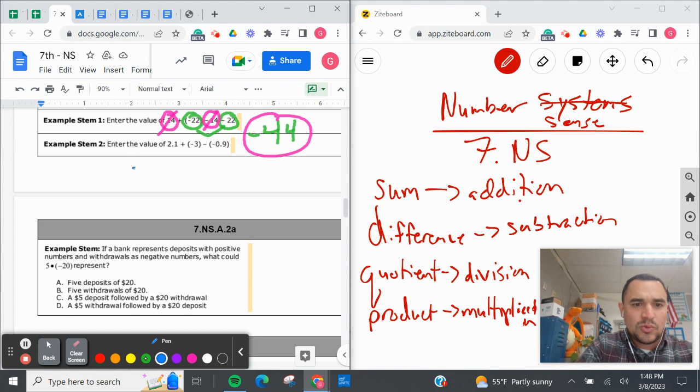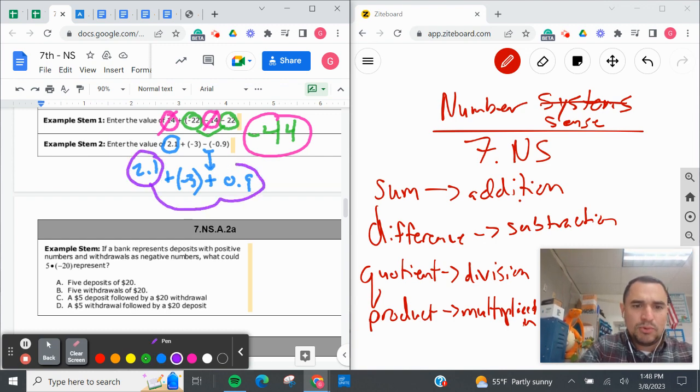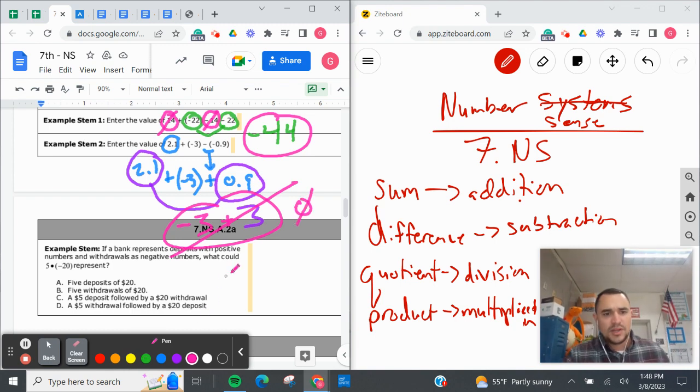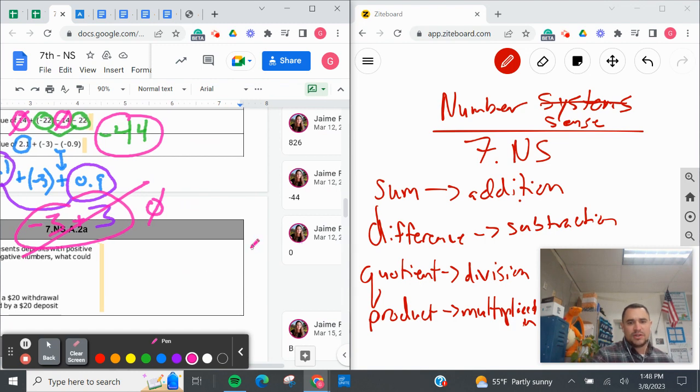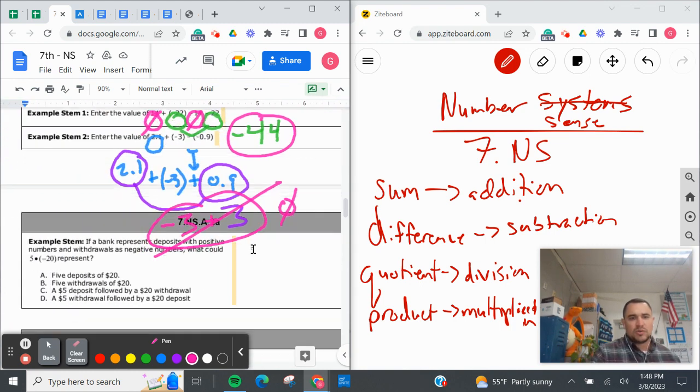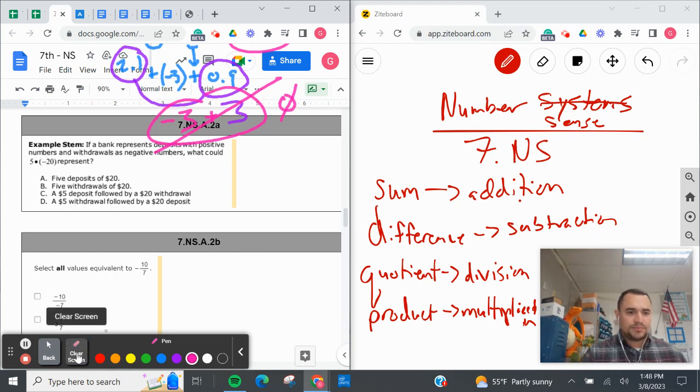For the second one, we have 2.1. And then this creates a positive 0.9, and plus negative 3. So 2.1 and 0.9 is 3. And so negative 3 plus 3, that cancels out, and you get a 0. So the answer for number 1 is negative 44, and number 2 is 0. Perfect. All right, we're moving on to the next one.